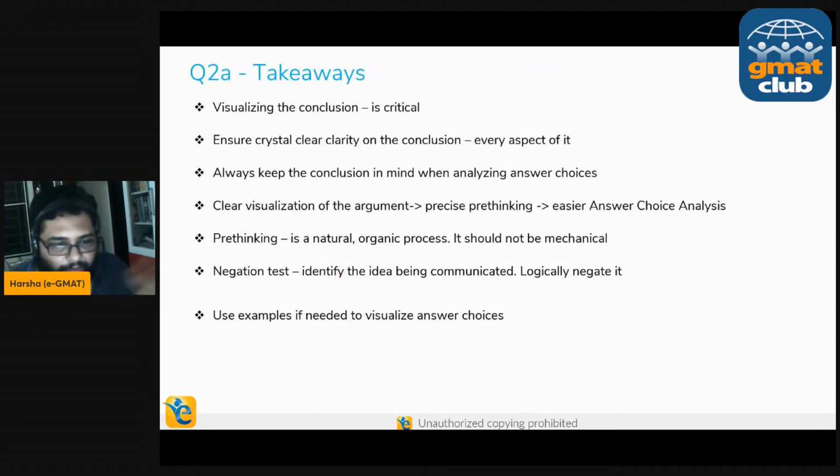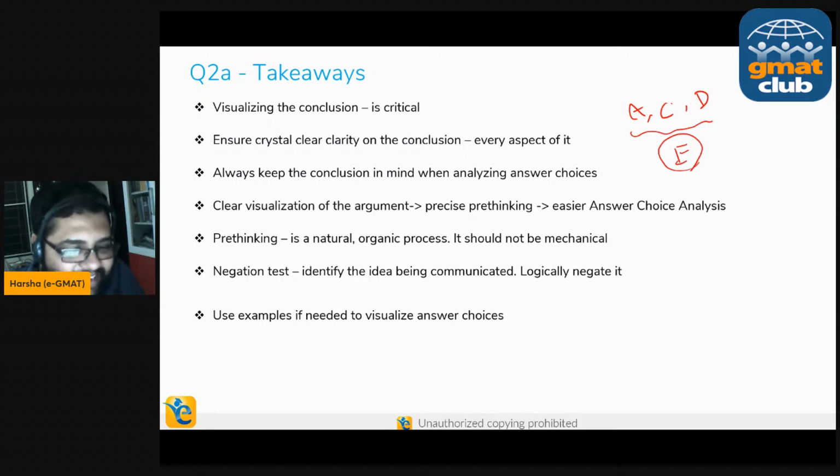Now, very quick takeaways before I move on. You would have understood visualizing the conclusion is critical. You have a death grip on the conclusion. Rejecting answer choice A, C, and D, very, very easy. And organically figuring out why E is correct is also easy. Why did I reject A? Because I don't need everyone. I don't need fully abide. Why? Because my conclusion says I only need to reduce traffic congestion. It doesn't have to be a considerable margin.